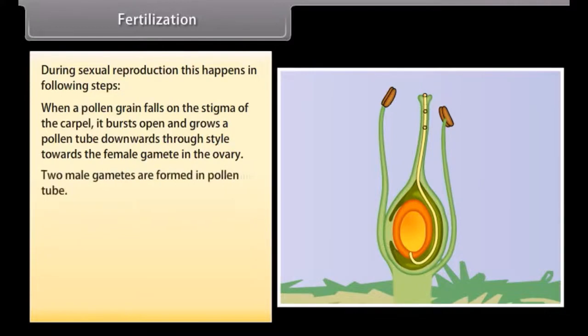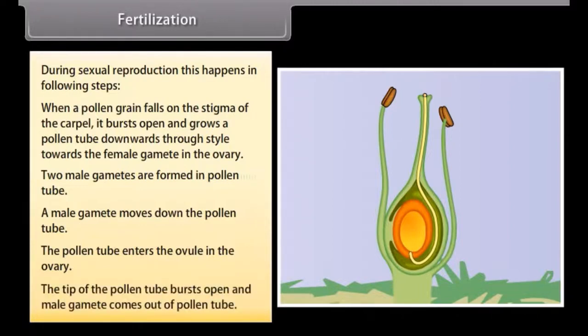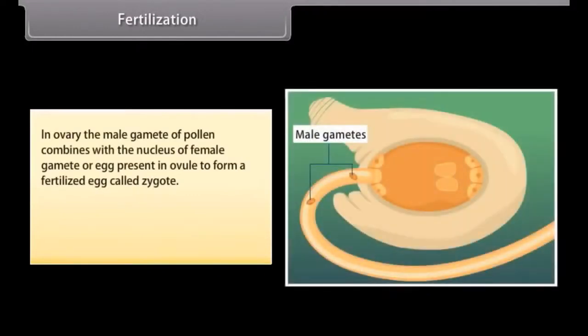Two male gametes are formed in the pollen tube. A male gamete moves down the pollen tube. The pollen tube enters the ovule in the ovary. The tip of the pollen tube bursts open and the male gamete comes out of the pollen tube. In the ovary, the male gamete of the pollen combines with the nucleus of the female gamete or egg present in the ovule to form a fertilized egg called zygote.